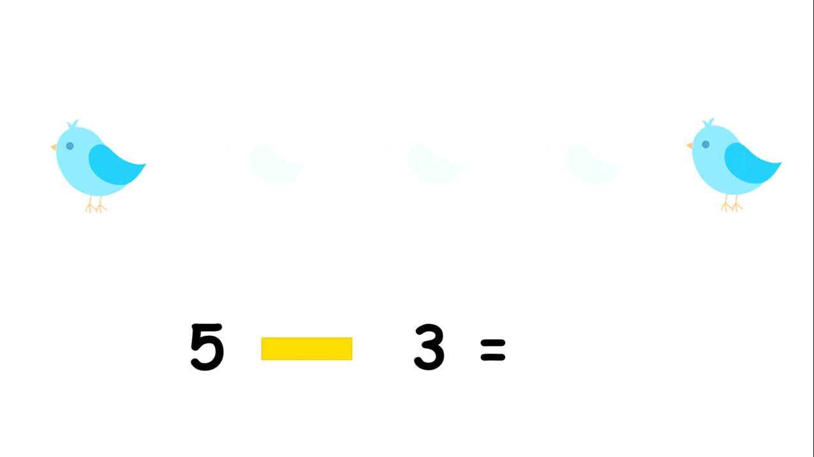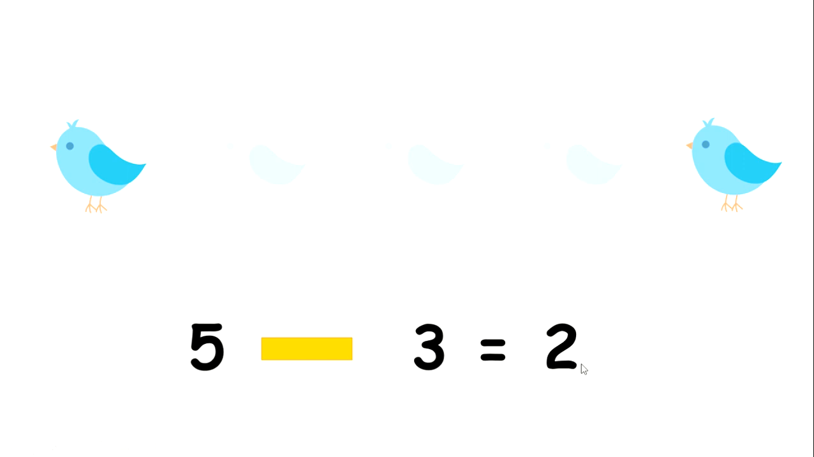And so how many are left? 3 flown away. How many are left? Good. 1, 2. So you see, it doesn't matter where you take them away from, as long as you take away the correct number. So we took away 3 indeed. 1, 2, 3. We took those 3 away. And so how many left? 1, 2. Right. So 5 minus 3 equals 2.